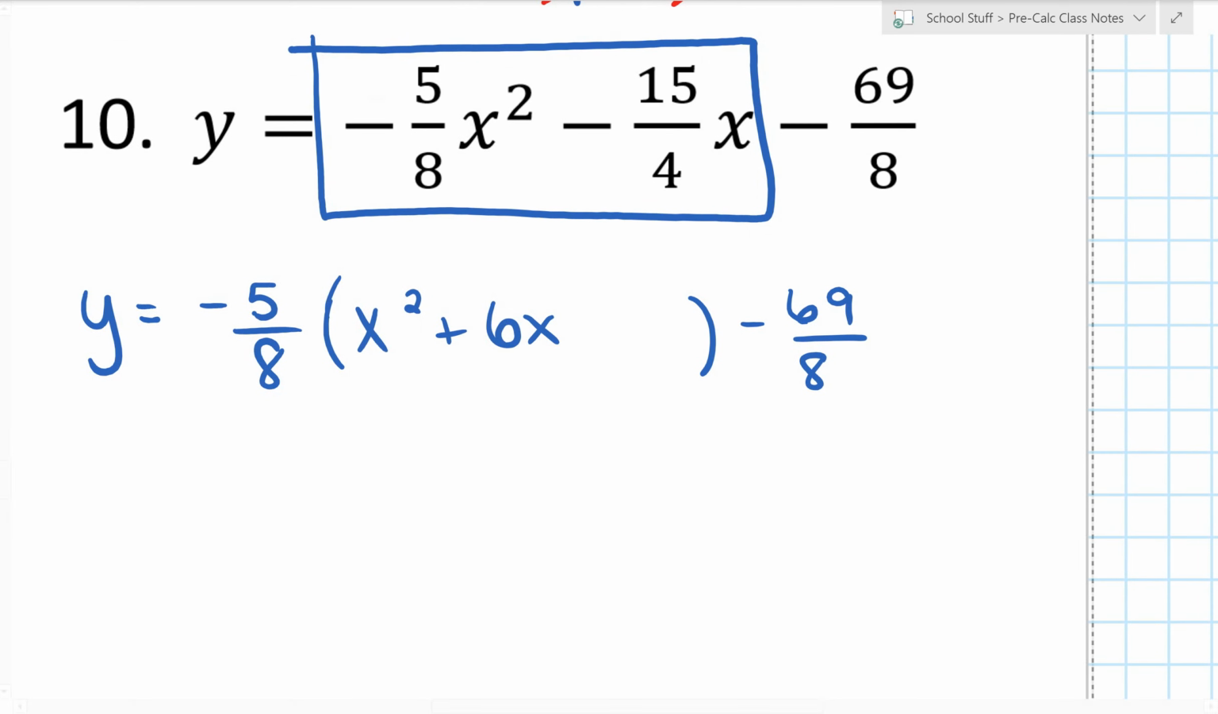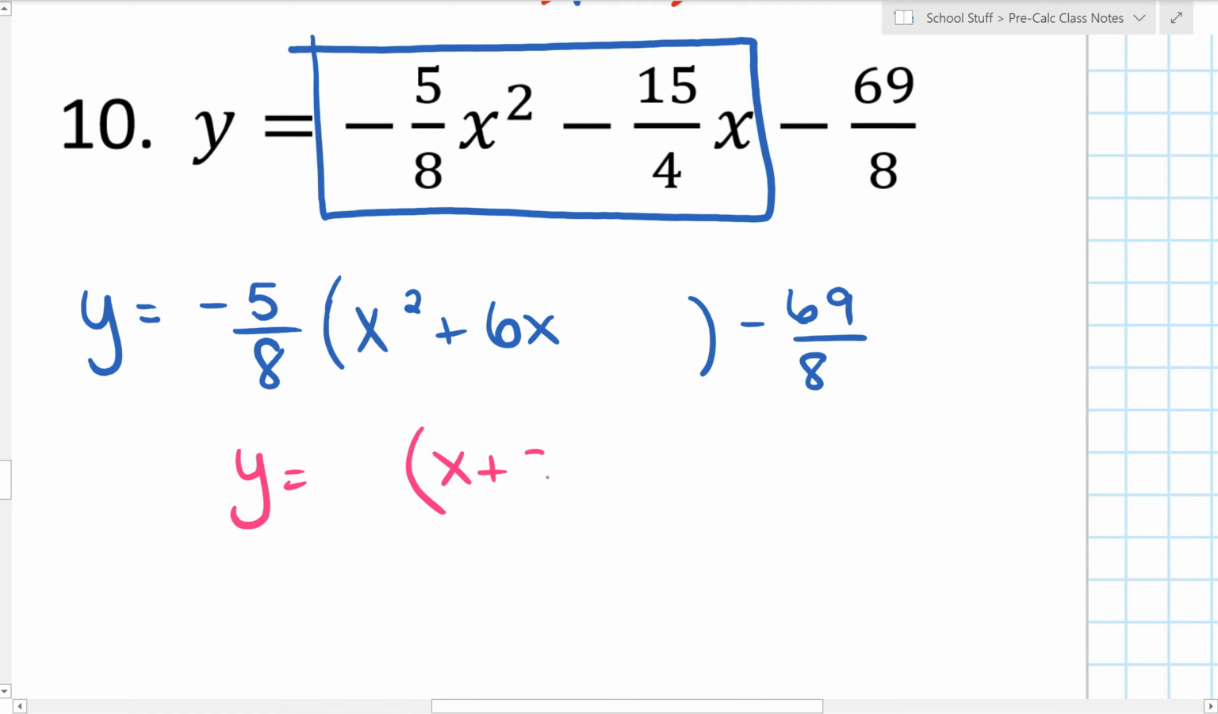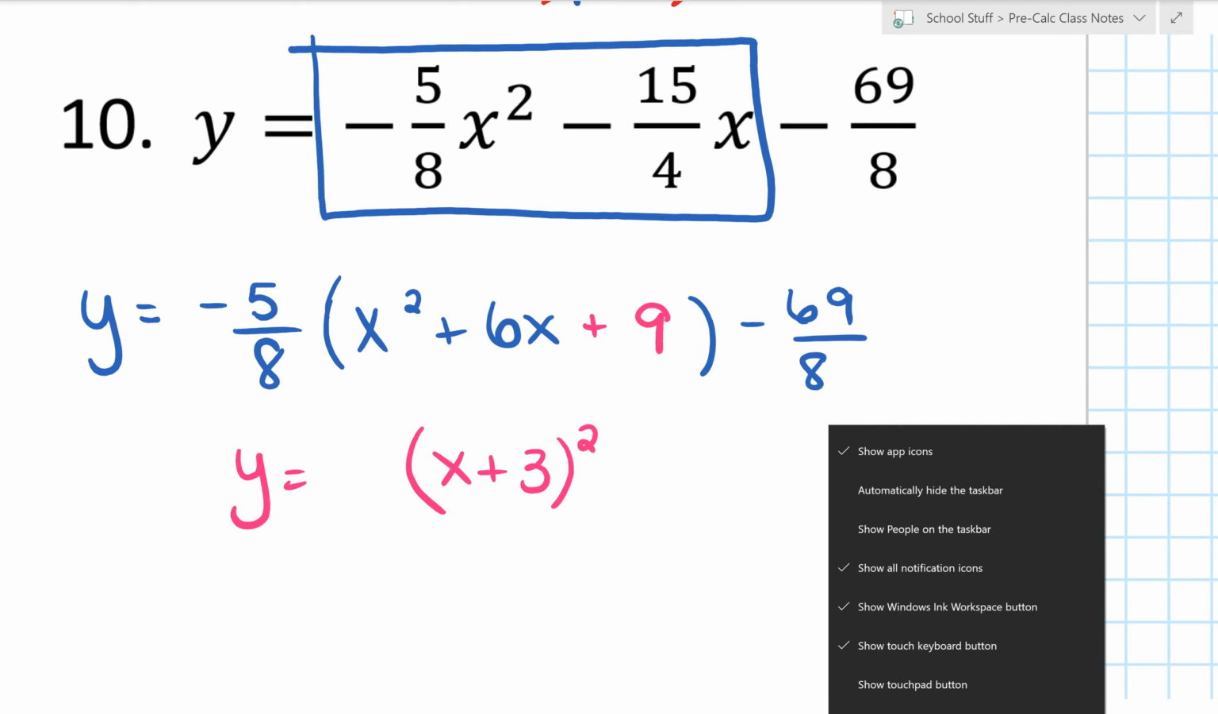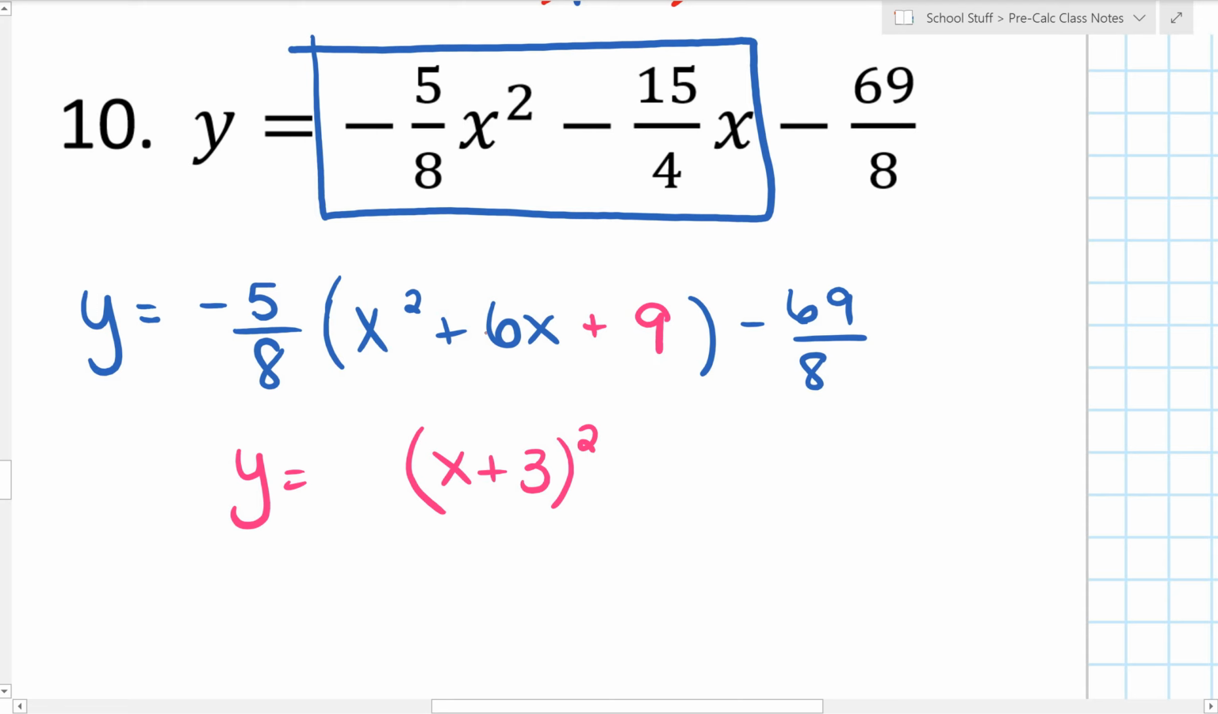Now I just finish it off. That means I will have y equals the square root half squared. 3 squared is 9. But what I just put into my equation here was negative 5/8 times 9. So that means I've just put in negative 45/8.